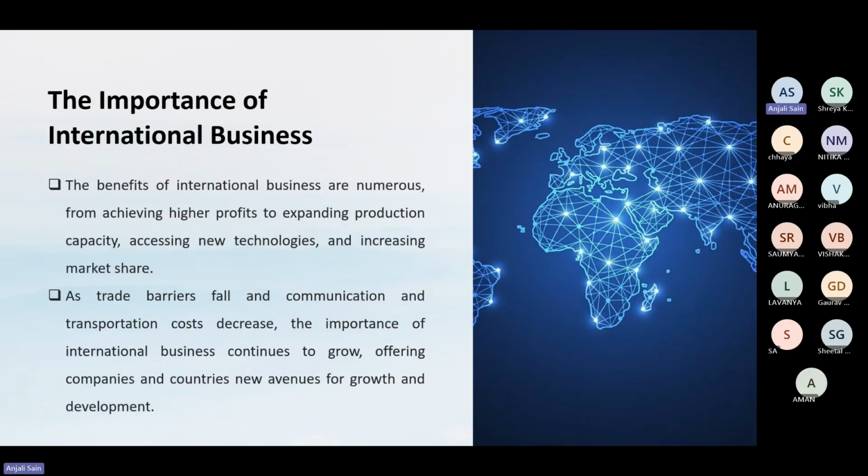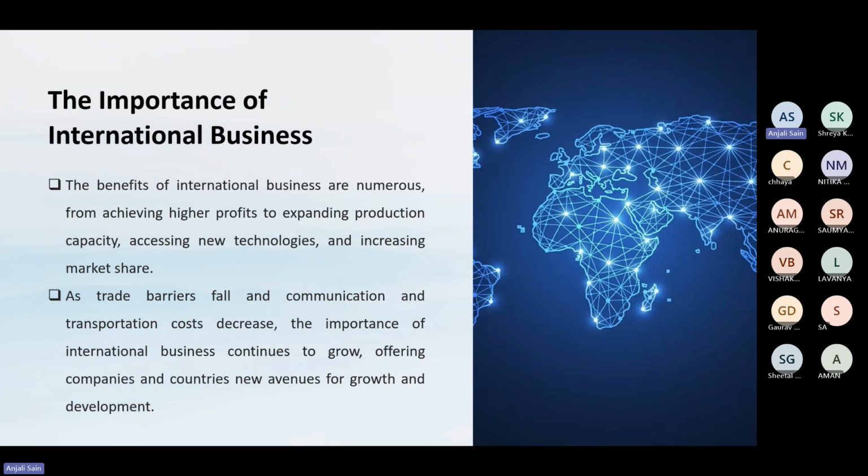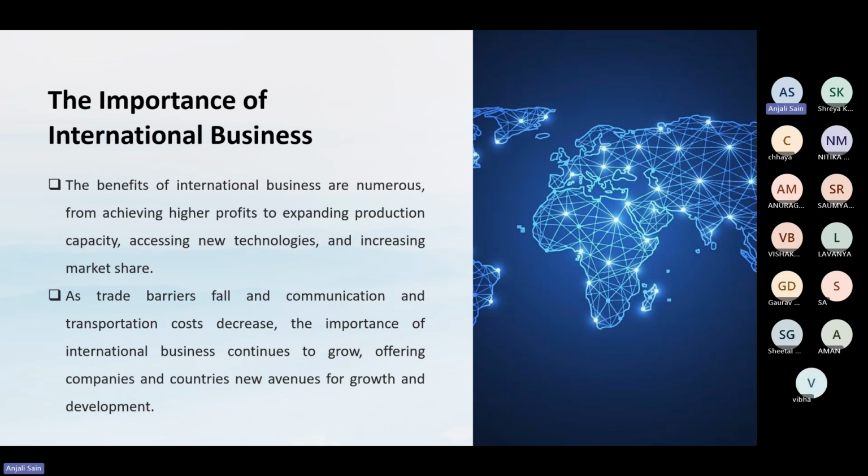Now, why is international business important? Because international business helps to achieve higher profits by expanding the production capacity, accessing new technologies, and increasing the market share.